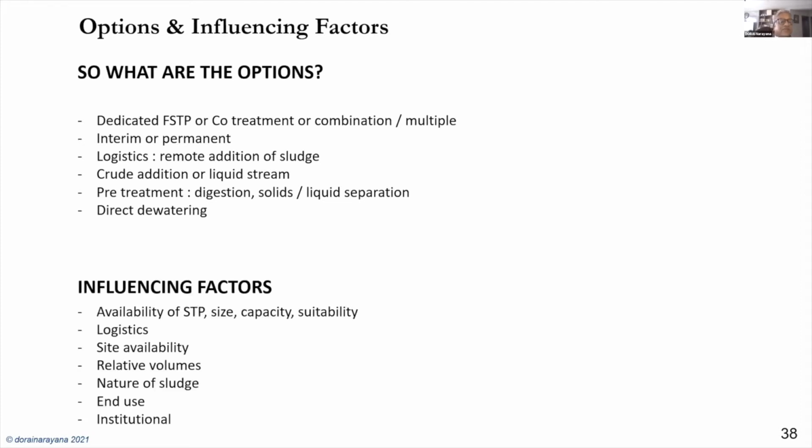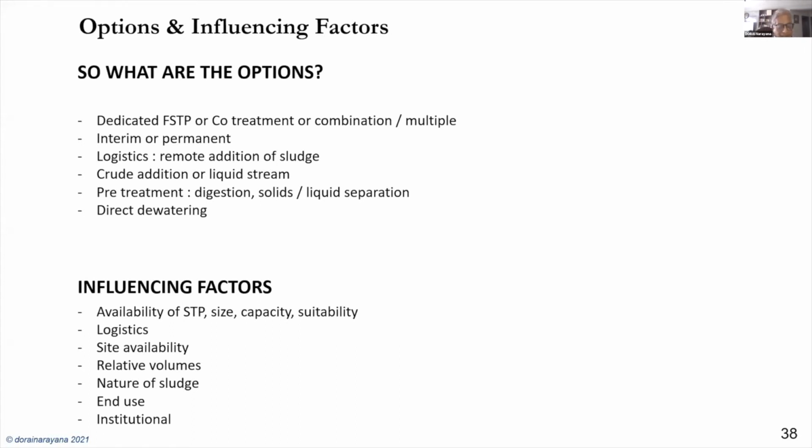And the influencing factors are these: availability of the plant, the size, capacity, and so on, logistics, site availability, what are the relative volumes of fecal sludge as against sewage, the nature of the sludge, whether you are going to be reusing the end products of your sewage treatment plant. Why? Because if there is some toxic substance in the sludge that is being brought in by the tankers, and that ends up in the sludge in the STP, as a result your end product, the biosolids produced in the STP, becomes contaminated and unfit to be used for certain purposes. For example, you may be using it as an agricultural soil replenishment or some kind of thing like that. The biosolids then become unsuitable for that purpose.